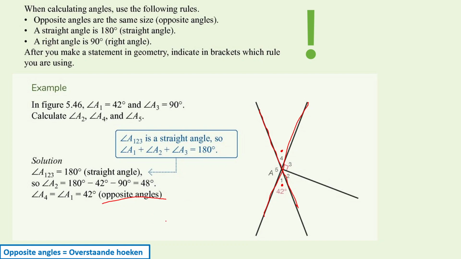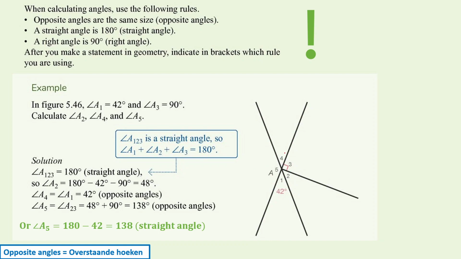Okay? And then again, A5 you can do in multiple ways. I see sometimes people saying, well, I now know all the angles except A5. So it's 360 minus this one, minus this one, which is 48, minus this one, which is 19, minus this one, which was 42, which is totally okay.